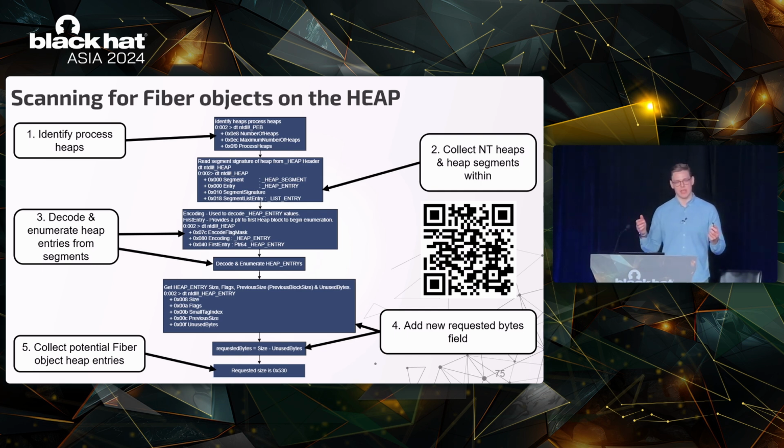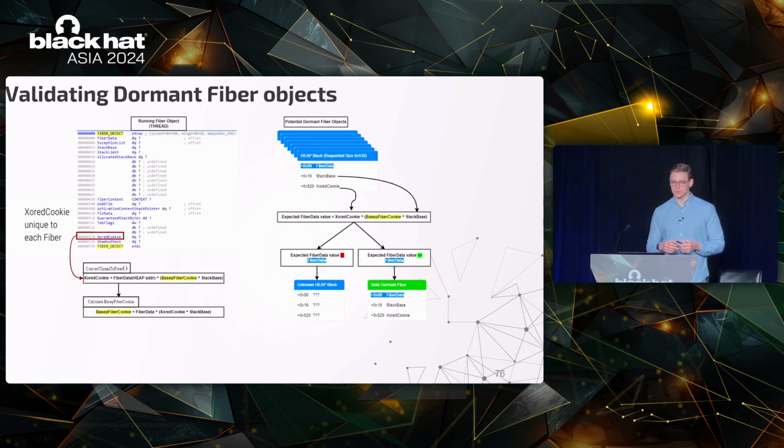If you're more interested in the breakdown of that, I put a QR code on the screen which takes you to the video where I explain this a little bit further. But essentially what we do is we look at the PEB remotely, then we find the number of heaps, then we enumerate the heap segments, and then from there we get each heap block, and we look at the actual size and the unused bytes to generate the requested size. And with that, we generate a list of potential fiber objects. But that's not enough. We can't just say based on this allocated size. It could be anything else, right? So we need to validate these fiber objects.